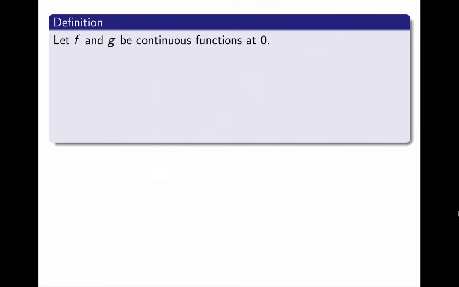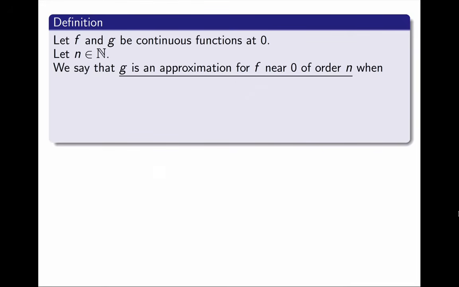Let f and g be two continuous functions at 0 and n be a natural number. We say that g is an approximation for f near 0 of order n when, well, that's a lot of variables. Let's unpack them first. f is my original function, g is the function I am using as an approximation for f, 0 is the point near which I want an approximation, and n measures how good the approximation is.